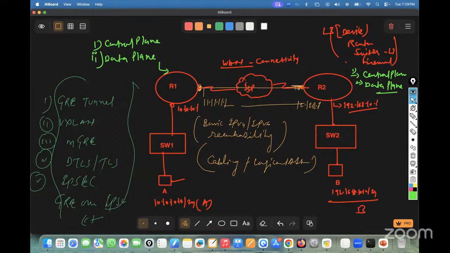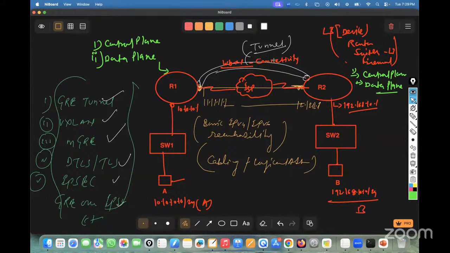So once you have the basic reachability, basic connectivity between these two devices, then you can build the overlay connections between the routers. And once you build this overlay, this is known as the tunnels. Tunnels can be of different types. Can be GRE, VXLAN, MGRE, TLS, DTLS, IPsec, BFD. These tunnels are known as the overlay.